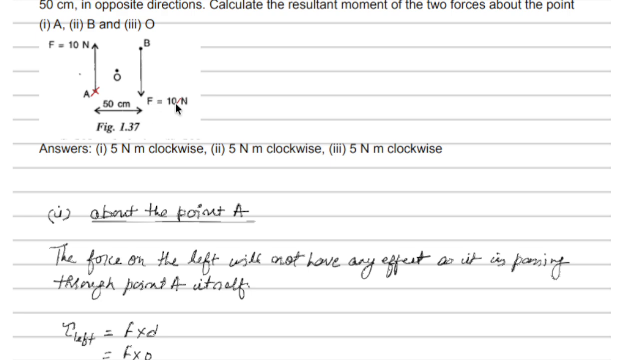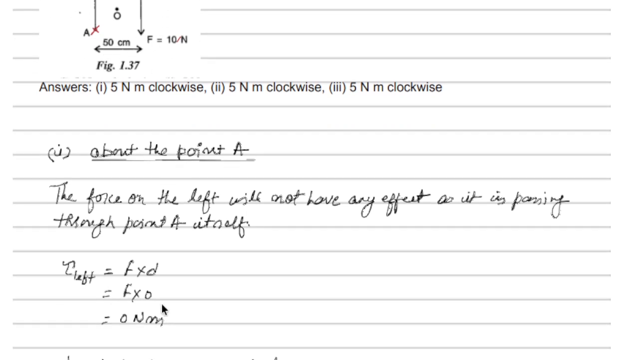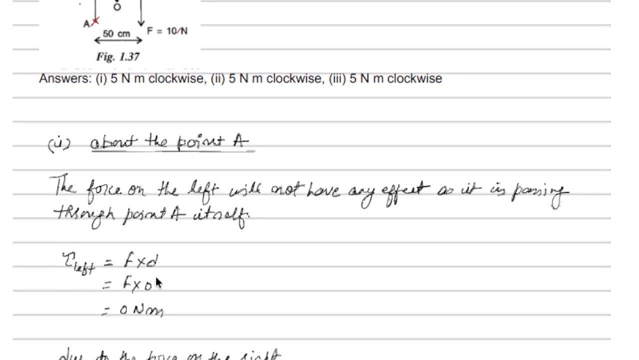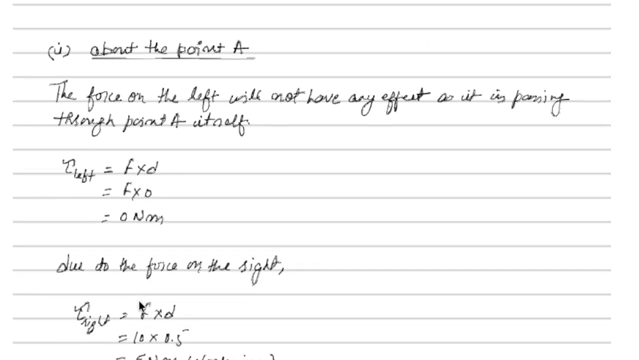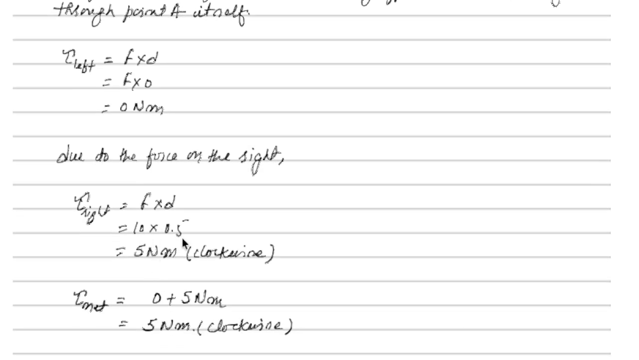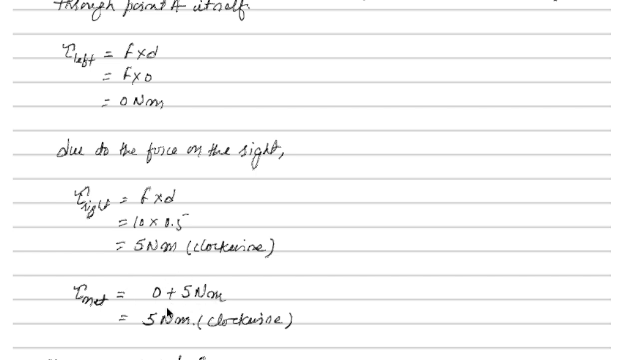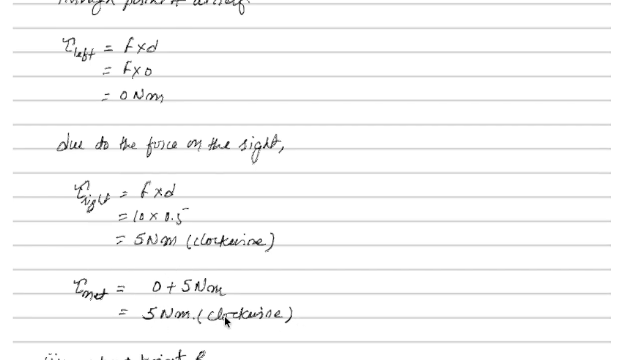So we can say 10 into the distance. We can take it as 0.5 meter if we want to go for SI units. You need to convert centimeters to meters. So it will be 10 into 0.5, which will be 5 Newton meter in the clockwise direction. Okay, so here is the explanation. Torque due to the left force was 0, and for the right side force, it was 5 Newton meter clockwise, or minus 5 Newton meter, you can say. So the net will be the sum of that, 0 plus 5 is 5.